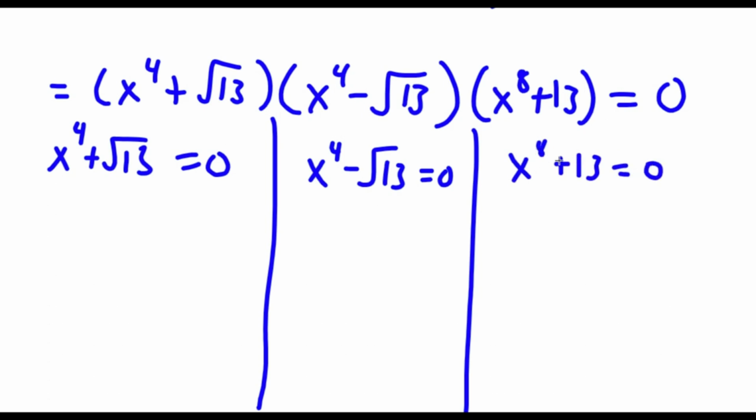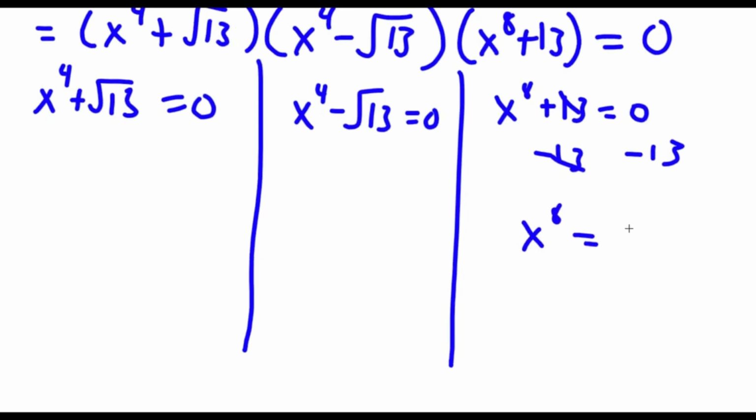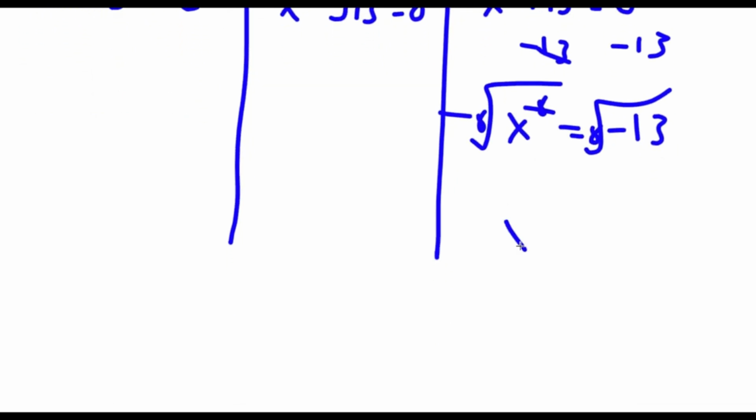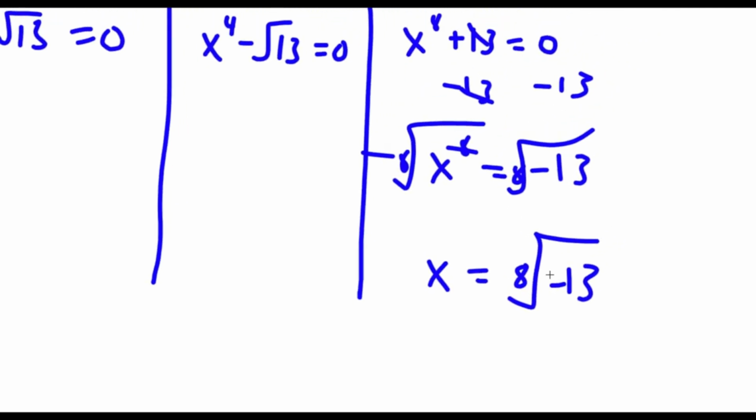So for x to the power of 8 plus 13 equals 0, all I have to do is subtract 13 on both sides. These two cancel out. I'm left with x to the power of 8 is equal to negative 13. So now if I take the 8th root on both sides, these two cancel out, and I'm left with x is equal to the eighth root of negative 13. And you actually can't take an even root of a negative number. So this is wrong.